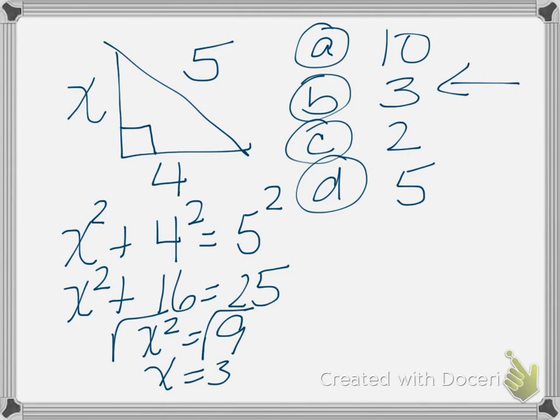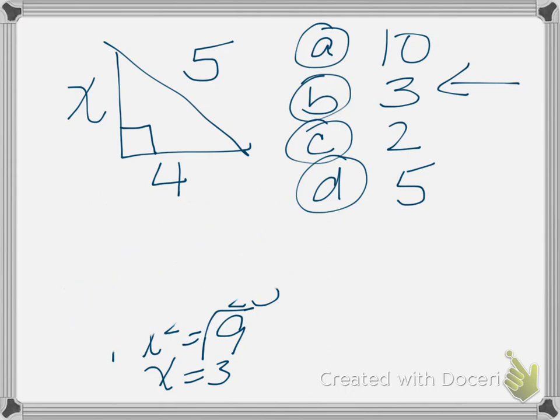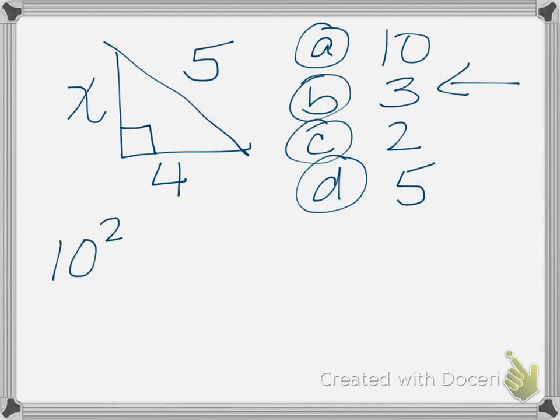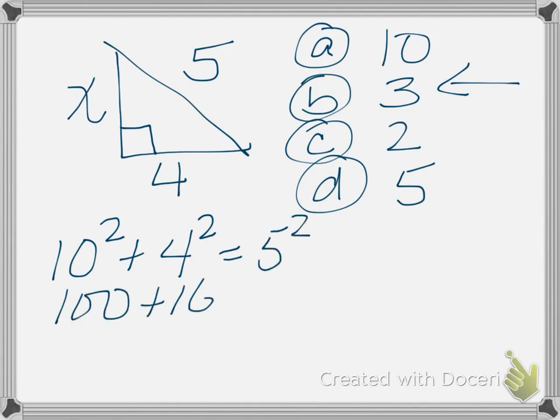Now, let's say it was one of those questions where it said, like, Jimmy said that the leg should be 10. Is Jimmy right? Then the way that you could prove that Jimmy is wrong is you could do 10 squared plus 4 squared equals 5 squared. You're going to get 100 plus 16 equals 25. Clearly, that is not true. So you would say Jimmy is wrong, x cannot equal 10 because it does not satisfy the Pythagorean theorem.